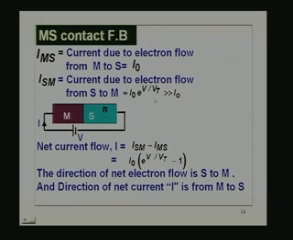When you forward bias, that term is much larger compared to I naught. So, the net current is I naught into e to the power V by Vt minus 1, and the direction is from metal to semiconductor. When you apply a reverse bias, that V is made negative, and then this term goes off.